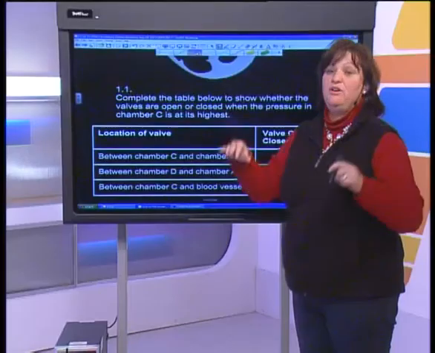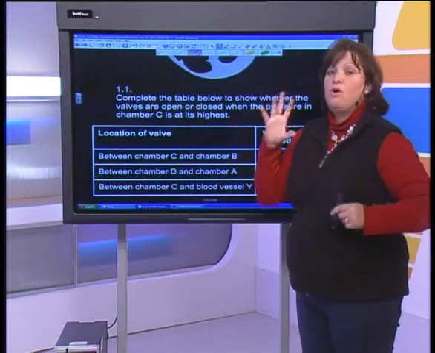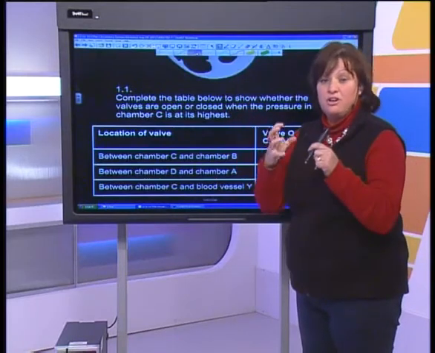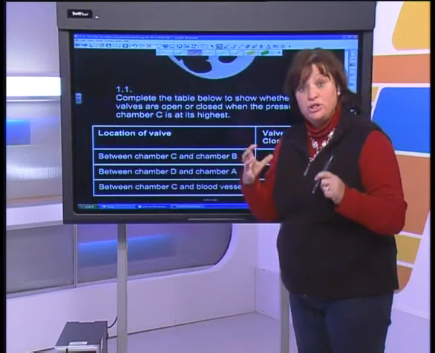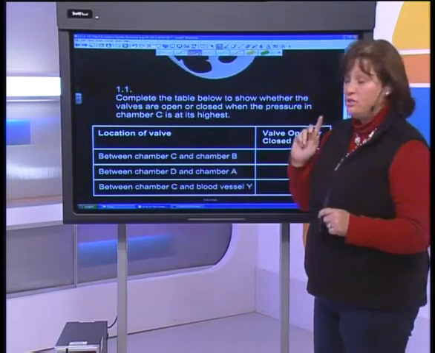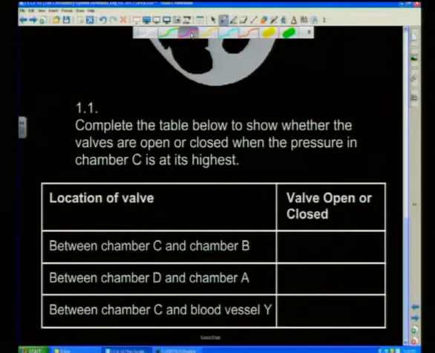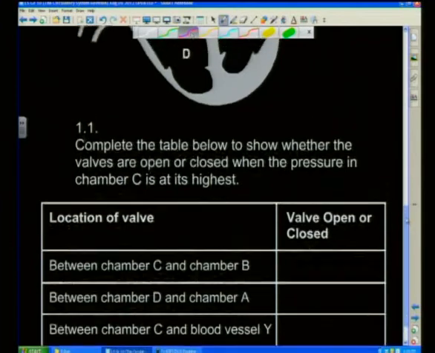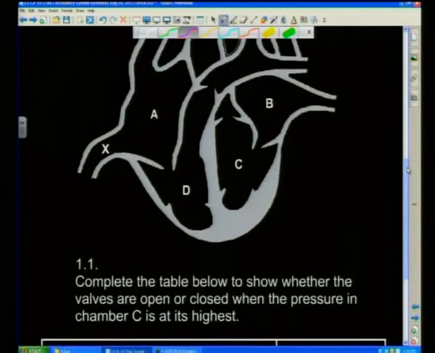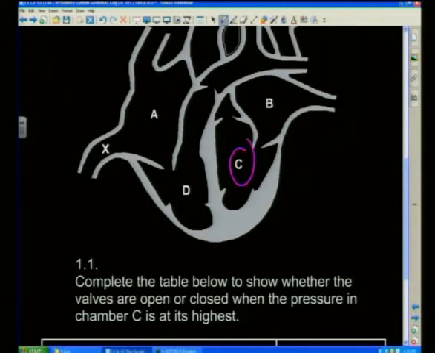Now we know the valves are going to open and close, all depending on if the heart is contracting or relaxing and which chamber it is. But it goes on to tell you something very specific. It says, when the pressure in chamber C is at its highest. So if we go back to the picture over here, we're going to see there is chamber C.